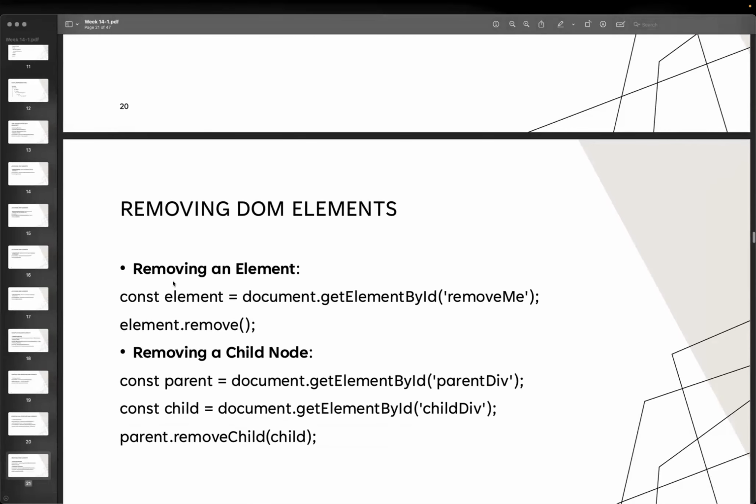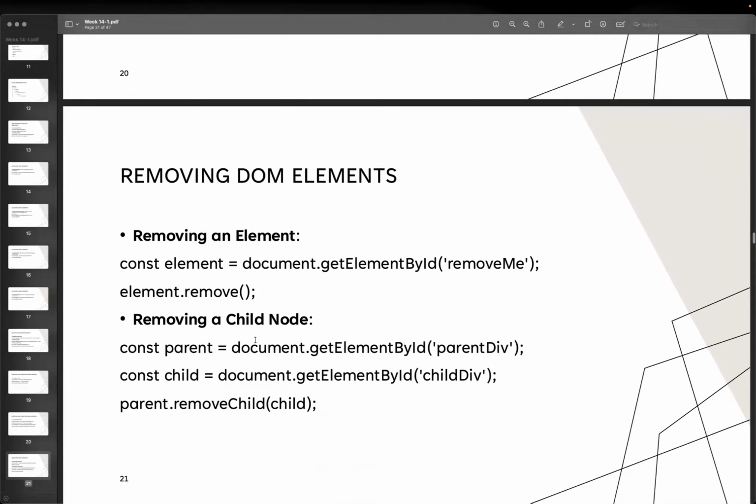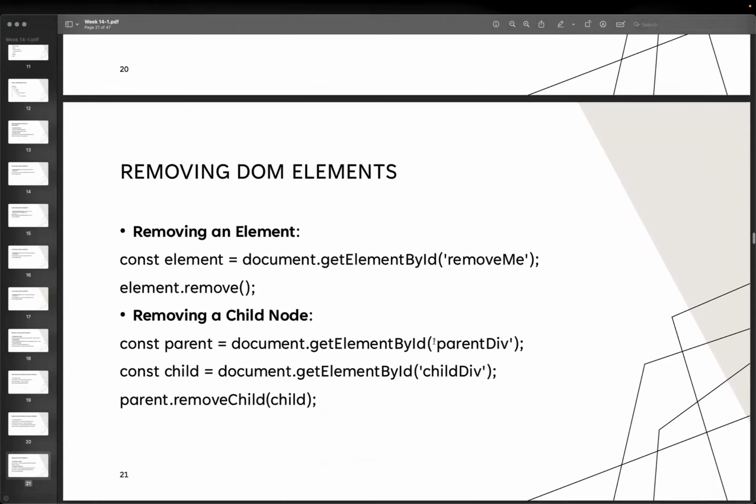And also, of course, we can use remove, get by ID, remove it, or remove the child node. So we get the ID of the parent one, and then we can get the child, and the parent can remove the child by the return value of getElementById. So you can see we need to pass the child ID. Okay, so right here the element.